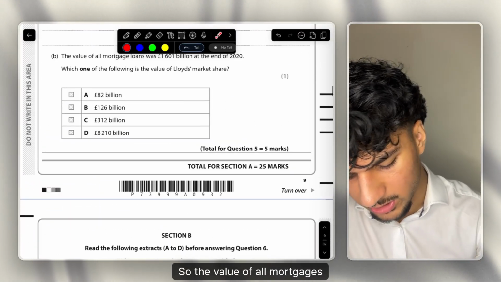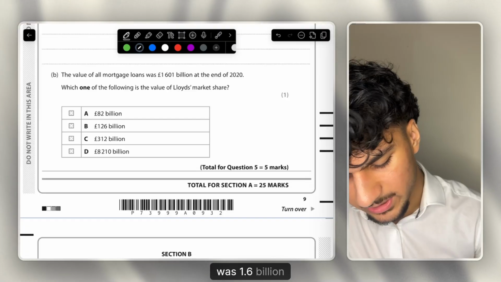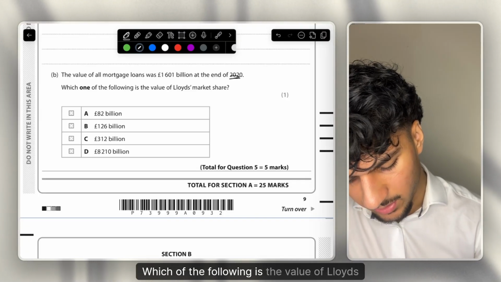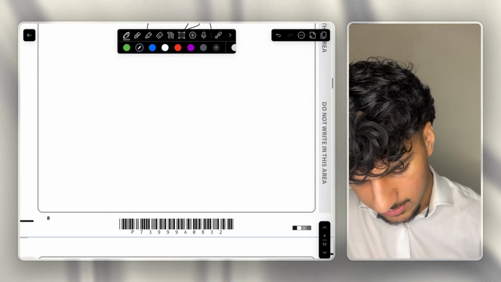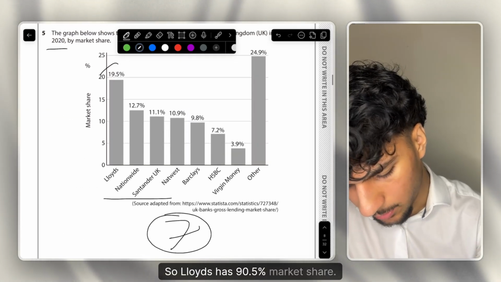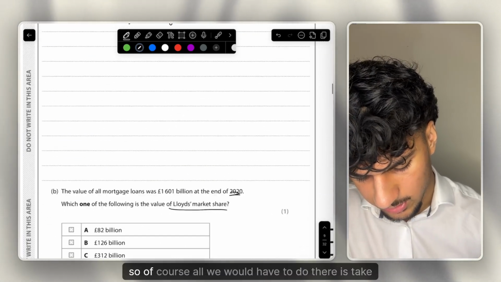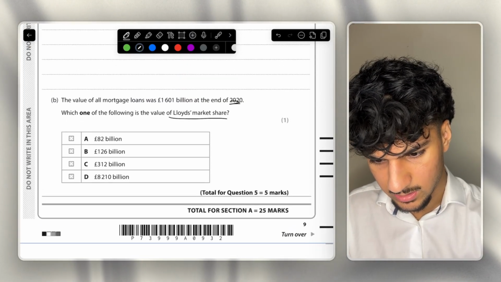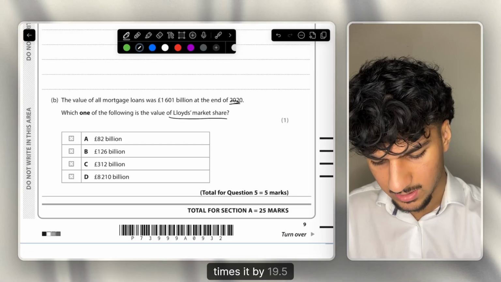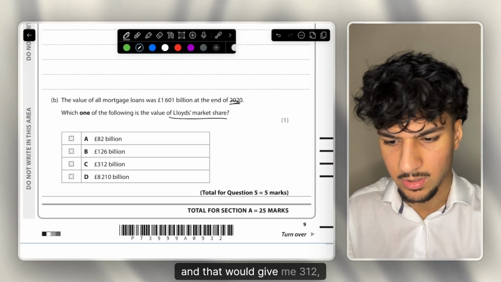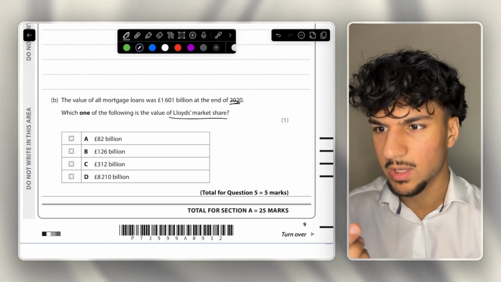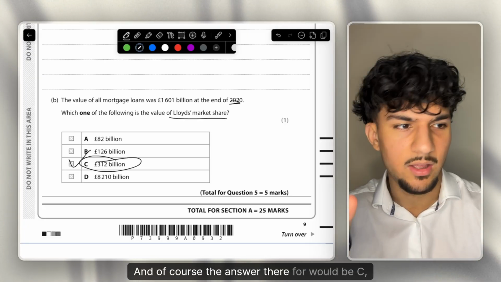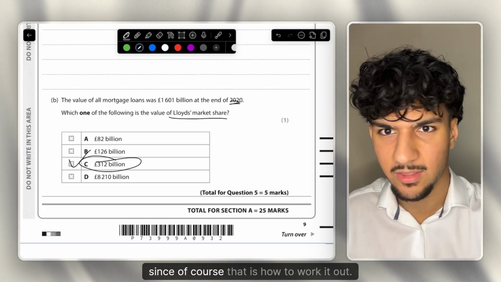So the value of all mortgages was 1.6 billion by the end of 2020. Which of the following is the value of Lloyds' market share? Lloyds has 19.5% market share. So of course, all we would have to do there is take that 1601 divided by 100 times it by 19.5, and that would give me 312.195. That gives me C, and the answer there would be C, since that is how to work it out.